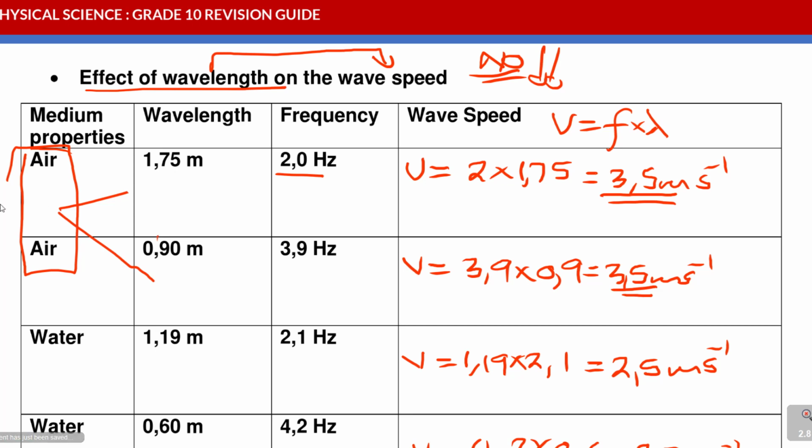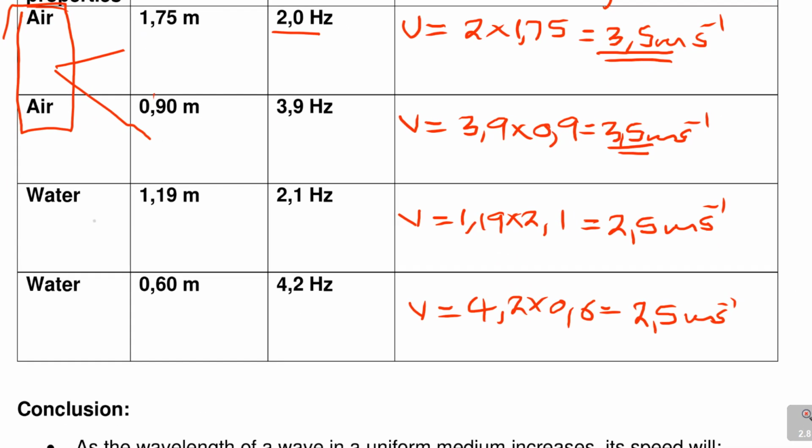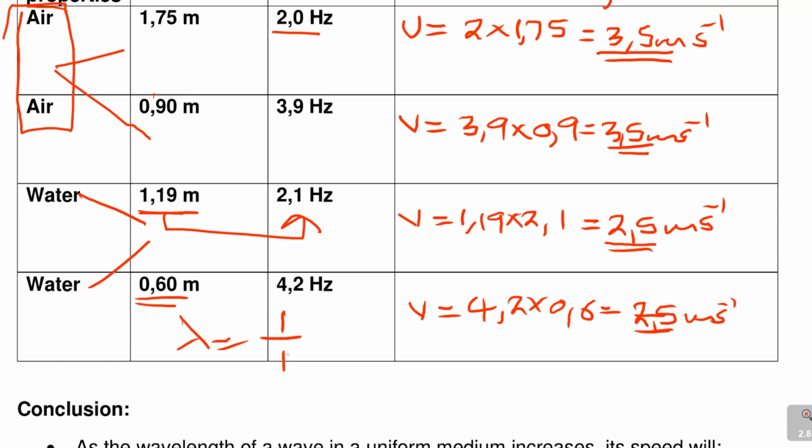Look at the second one. The medium was water, a liquid. The wavelength changed from 1,19 to 0,6, but did it change the velocity? No, it stayed 2,5. What we are saying is that when the wavelength changes, the frequency also changes. But remember the relationship, what I was actually mentioning from the previous lesson, that frequency is 1 over T.